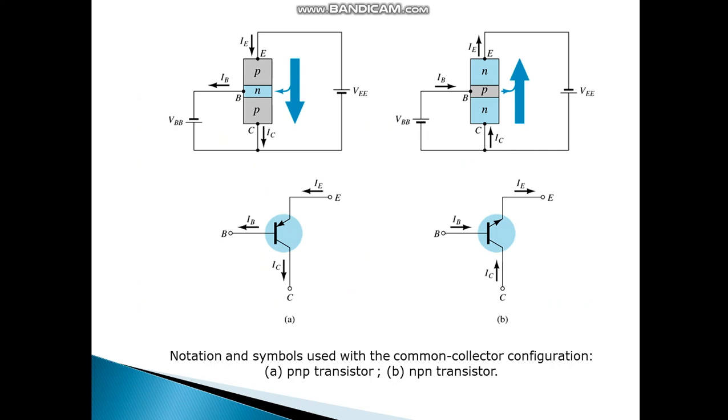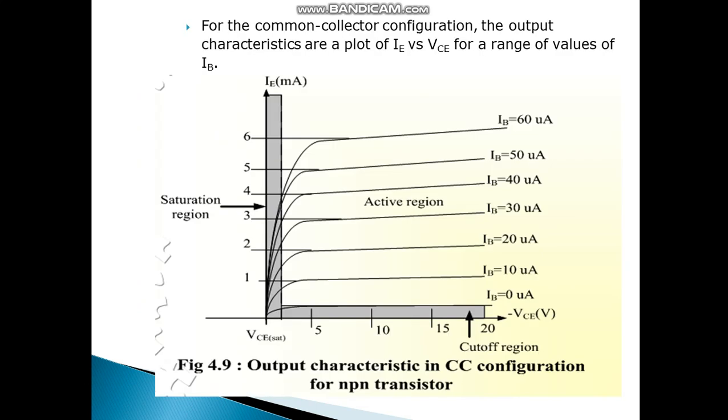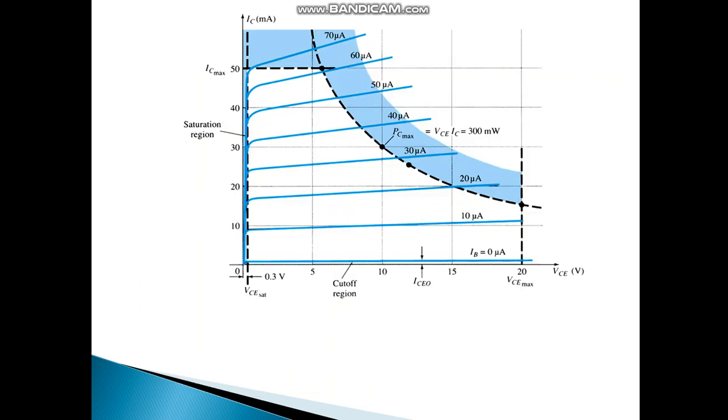This is the diagram for common collector configuration. For common collector configuration, the output characteristics are a plot of IE and VCE for the range of values of IB. Next, this output characteristics. Here the waveform is plotted between the IC and the VCE.